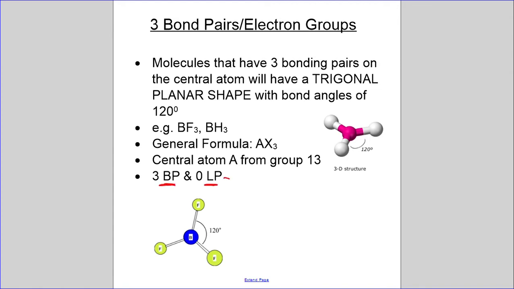So remember, a lone pair is just those 2 electrons that are connected together, whereas bonded pairs are my bonds between my elements. They're covalent bonds. So if I have something with 3 bonded pairs and no lone pairs, that tells me that I have a trigonal planar shape with 120 degrees between them.